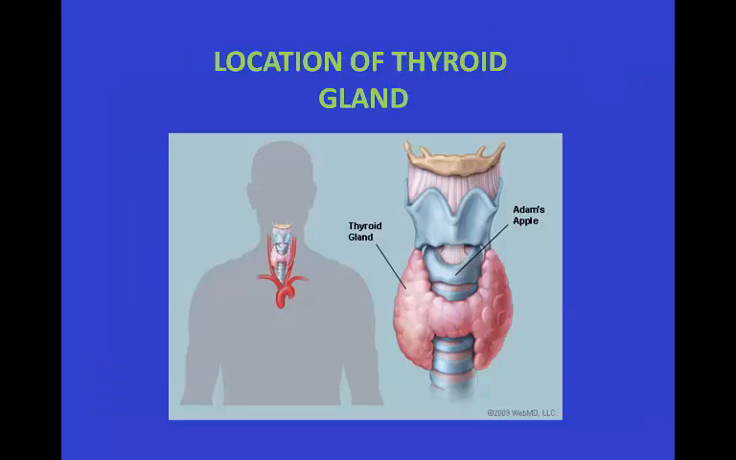The thyroid gland is located in the neck. It's below what we call the Adam's apple, which is the medical name for that is a cartilage. It's called the thyroid cartilage of the larynx or voice box.